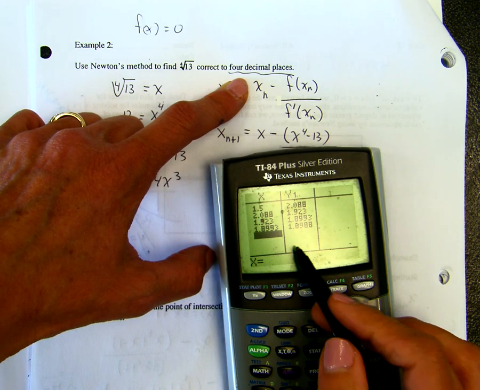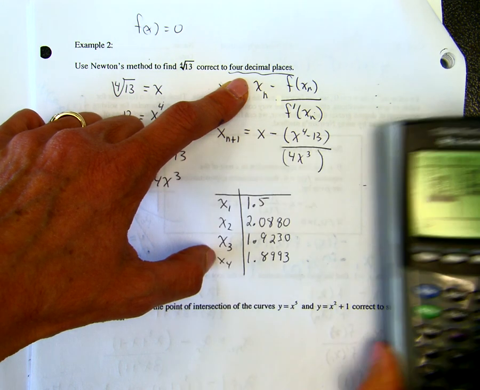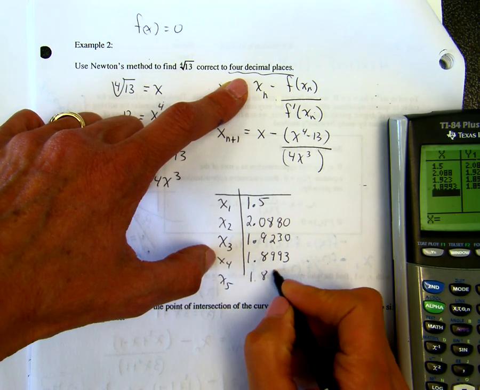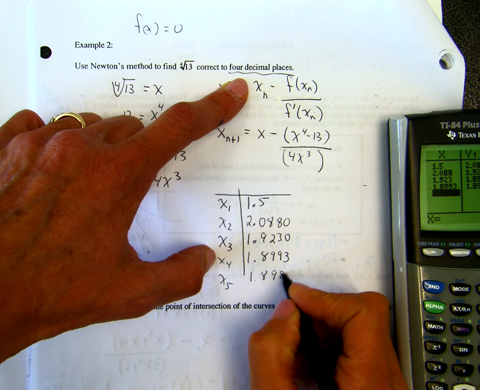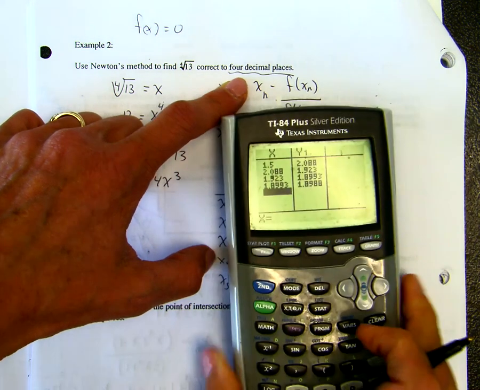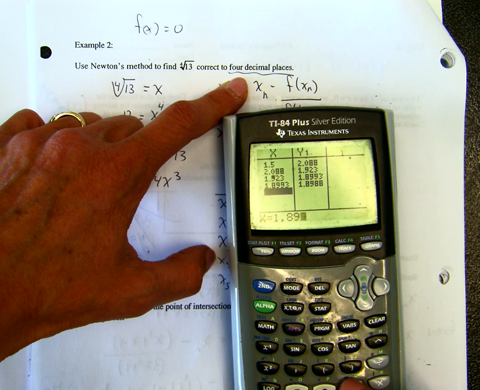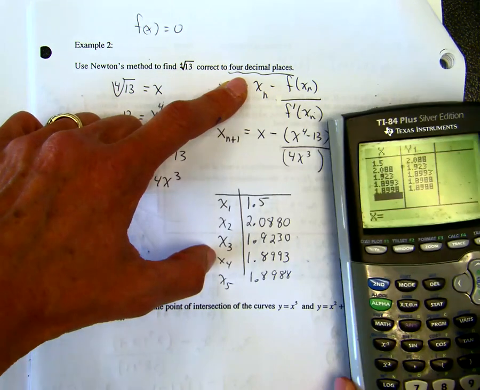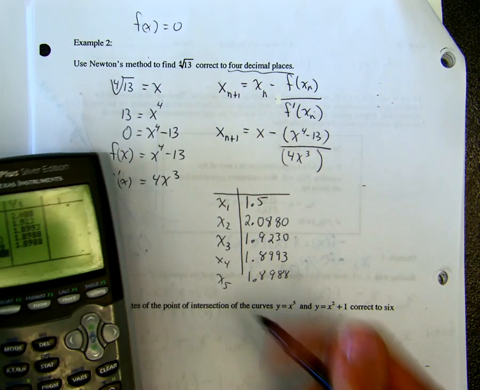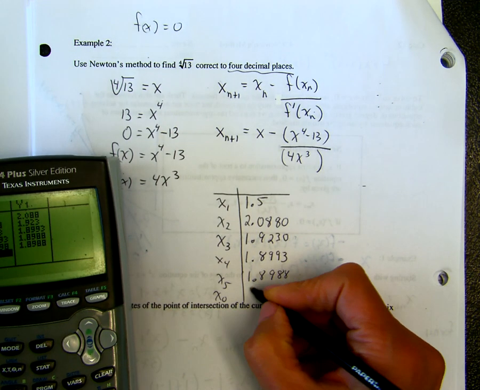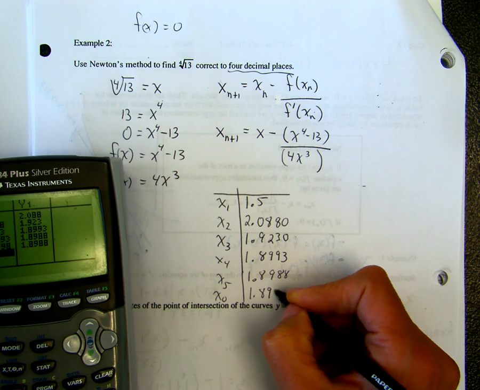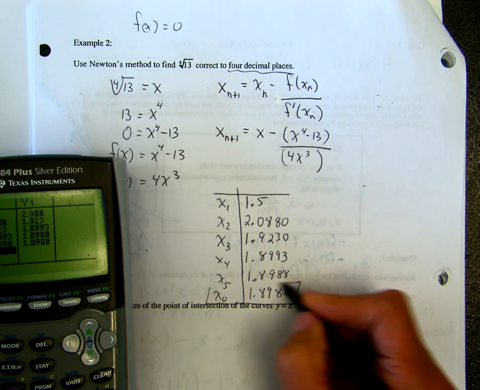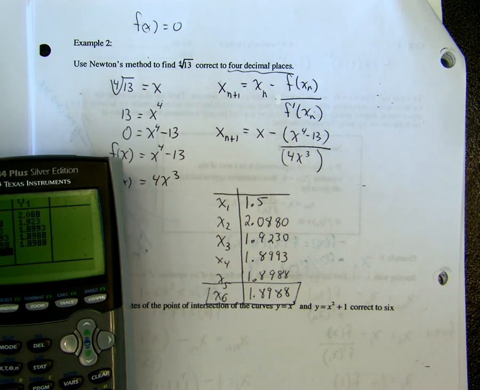Okay, 1.8993. I'm getting 1.8988. And let's do that again. I'm getting 1.8988. So the same number coming out again. So x6 is 1.8988. So 4 decimal places that are repeating. There's my approximation to the root.